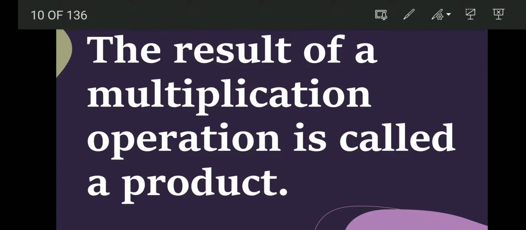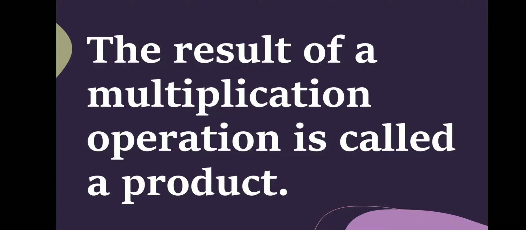The result of multiplication operation is called a product. We know that a result of addition operation is called sum. The result of subtraction operation is called difference. Likewise, the result of multiplication operation is called a product. So, if I ask you, find the product, means you have to multiply the numbers.